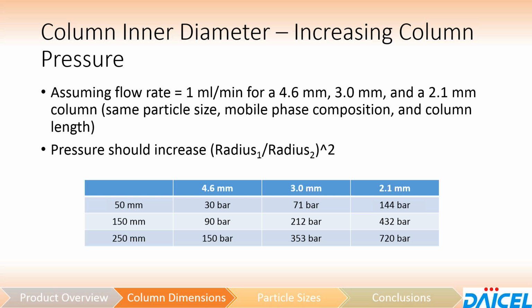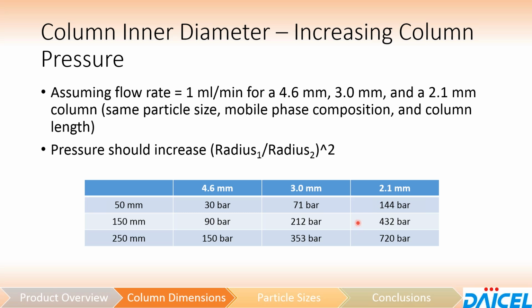Now, because of some pressure limitations, not only with the columns but with the systems, not all of this data was actually gathered in the lab. But for instructive purposes, you can see basically what you would see if you were able to achieve this, looking just at your 4.6 millimeter ID columns on a 50 millimeter length. Estimation at 30 bar, you would see 71 bar and 144 bar on the same length, but a decrease in the column inner diameter, and so forth down the line here.